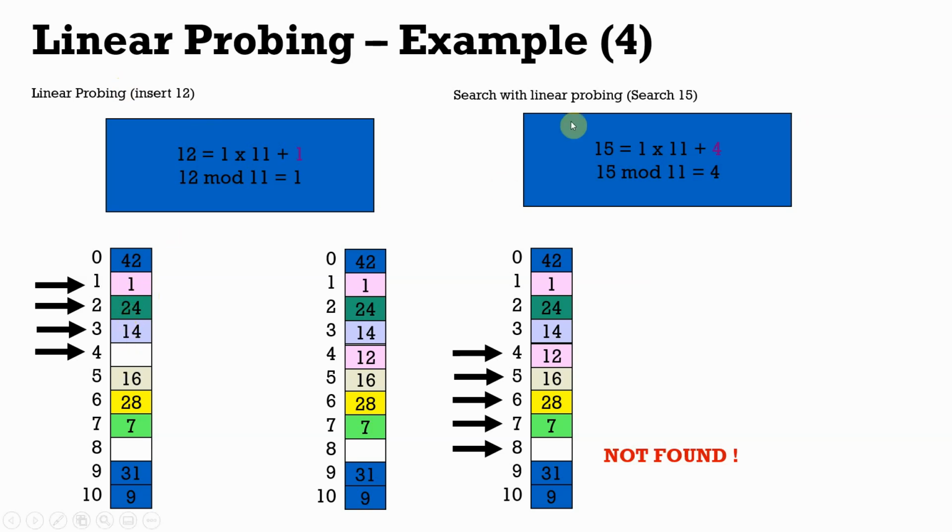Okay, and if you're searching for 15 later, 15 mod 11 is 4, so we go to this location. This is not 15, this is not 15, this is not 15, this is not 15. We get to an empty location, so this is not in the list, right? So it's an unsuccessful search. Okay, you see why clustering is a bad thing, and you see what linear probing is. You basically go to the next location, next location, next location.